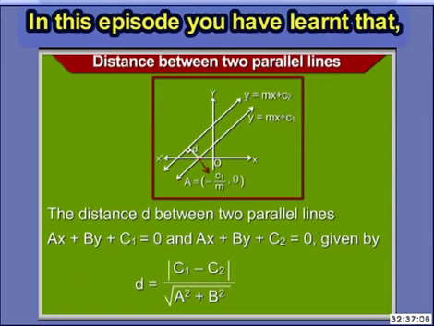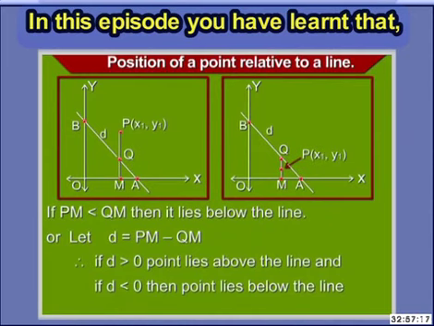The distance d between two parallel lines ax plus by plus c1 equal to 0 and ax plus by plus c2 equal to 0 is given by d equal to absolute value c1 minus c2 upon square root of a square plus b square. If PM perpendicular to x-axis to meet AB in Q and D equal to PM minus QM, if D greater than 0, point lies above the line. If D less than 0, then point lies below the line.